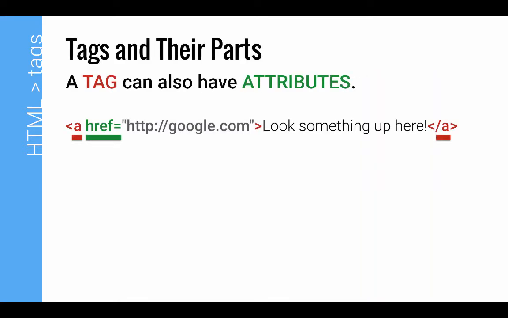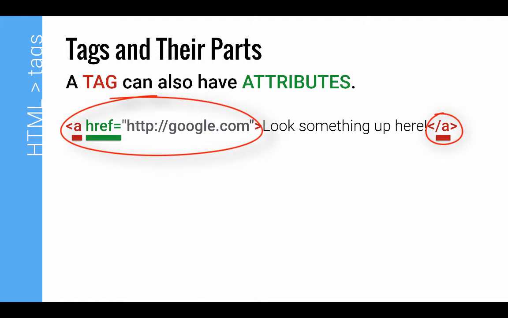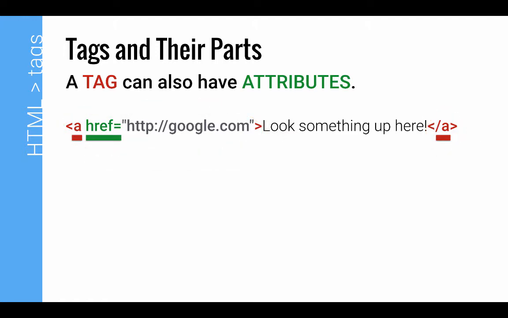Okay, let's talk about tags and their parts. A tag, as I mentioned before, can also have these things called attributes. So if you look at this example right here, we have an anchor tag. And if you look at what is in red, that is the tag designation. So you have A that stands for anchor. And by the way, an anchor tag is a link that goes somewhere when clicked.